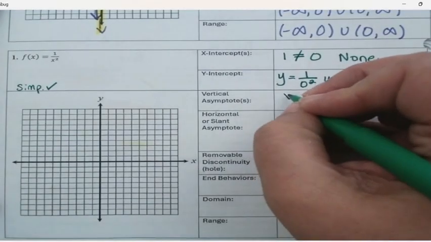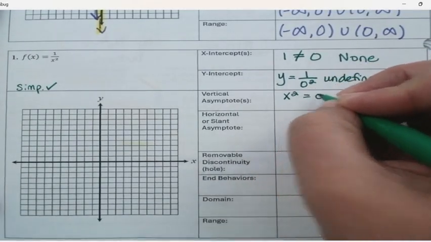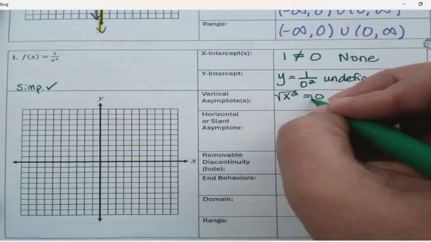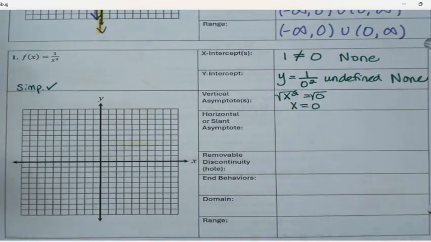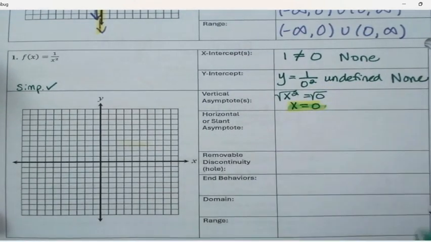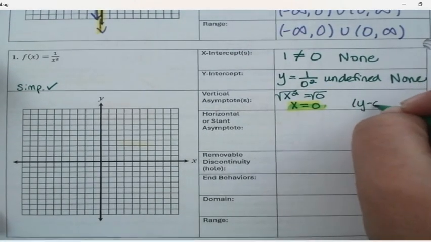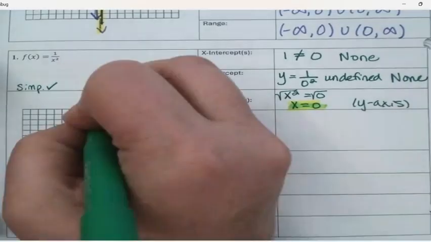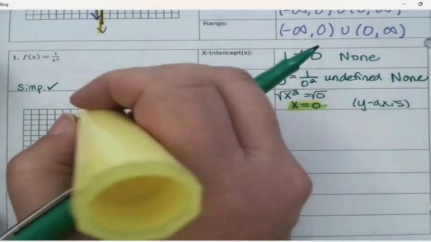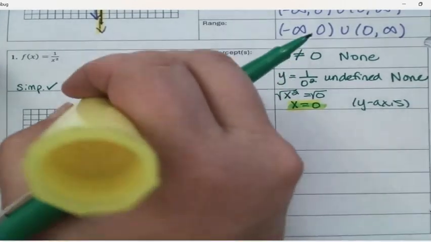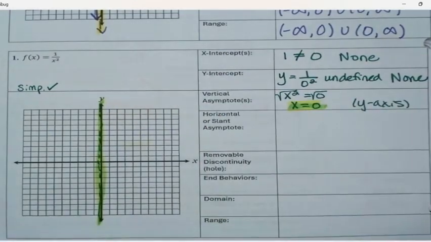Let's find out. To find the vertical asymptote, I set the denominator equal to 0. So my denominator is x squared. Set it equal to 0. To solve for x, I can just square root both sides. And I get that my vertical asymptote is at x equals 0, which is just the y-axis. This guy right here.